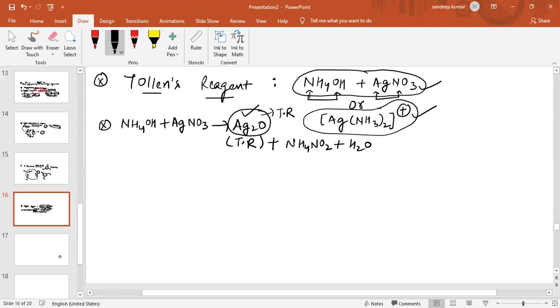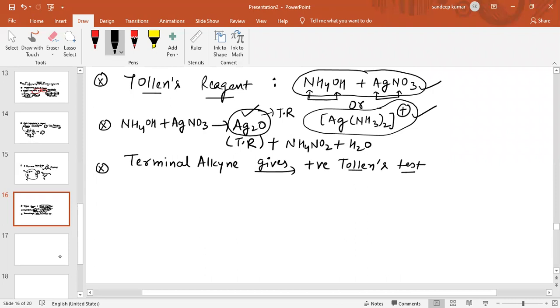Now see what happens. If there is a terminal alkyne, a terminal alkyne always gives a positive Tollens test. Terminal alkynes always give a positive Tollens test.